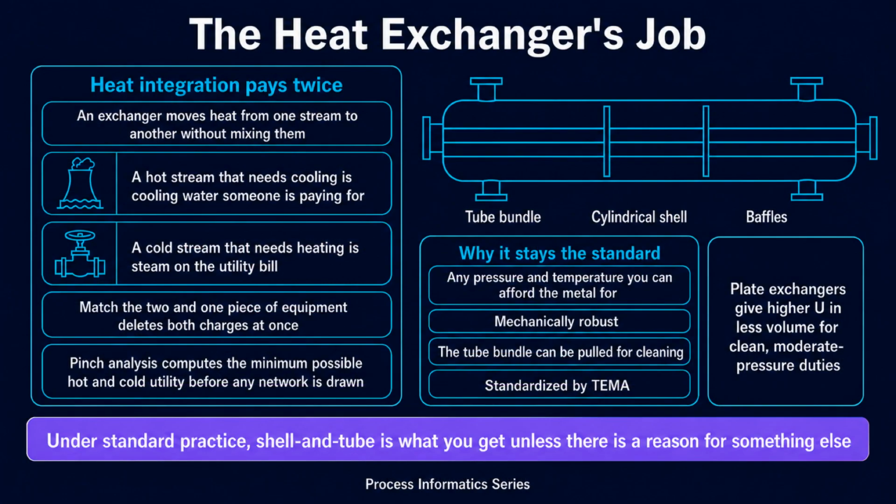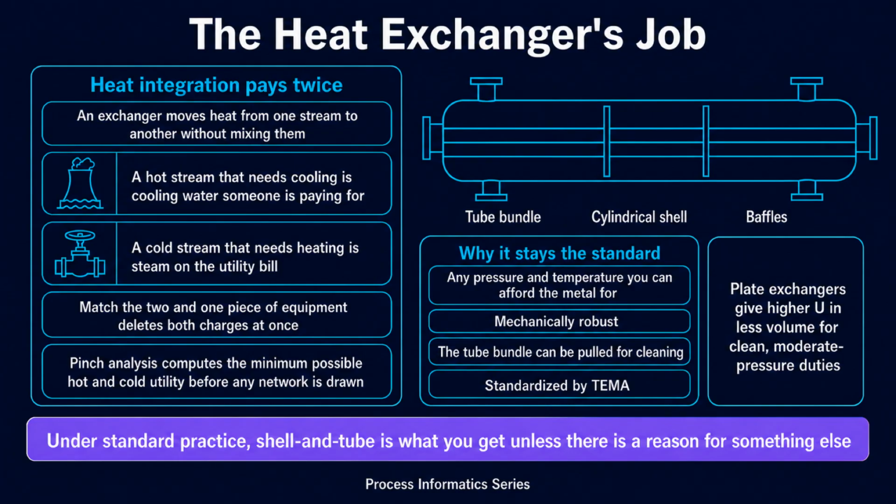A heat exchanger moves heat from one stream to another without mixing them. Stated that plainly, it sounds like plumbing, but the economics are not plumbing at all. Every hot stream that needs cooling is a stream someone is paying cooling water to quench, and every cold stream that needs heating is steam on the utility bill. Match the two, and one piece of equipment deletes both charges at once.